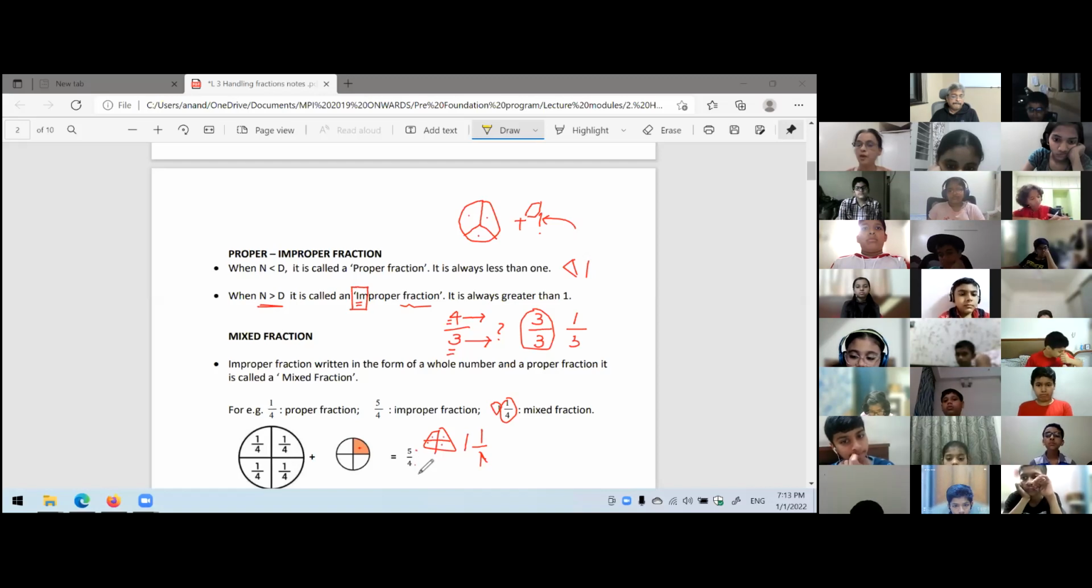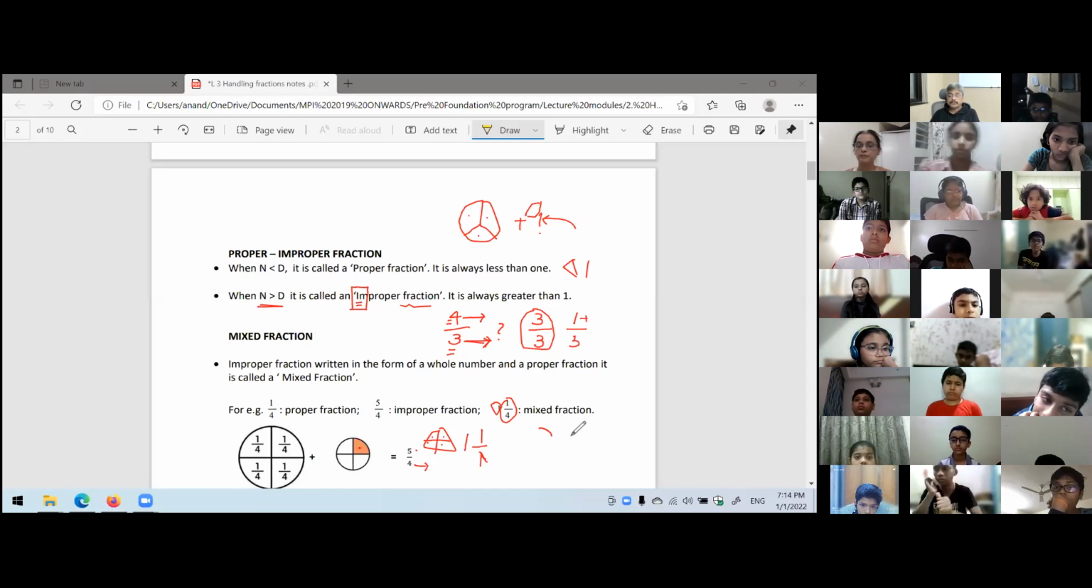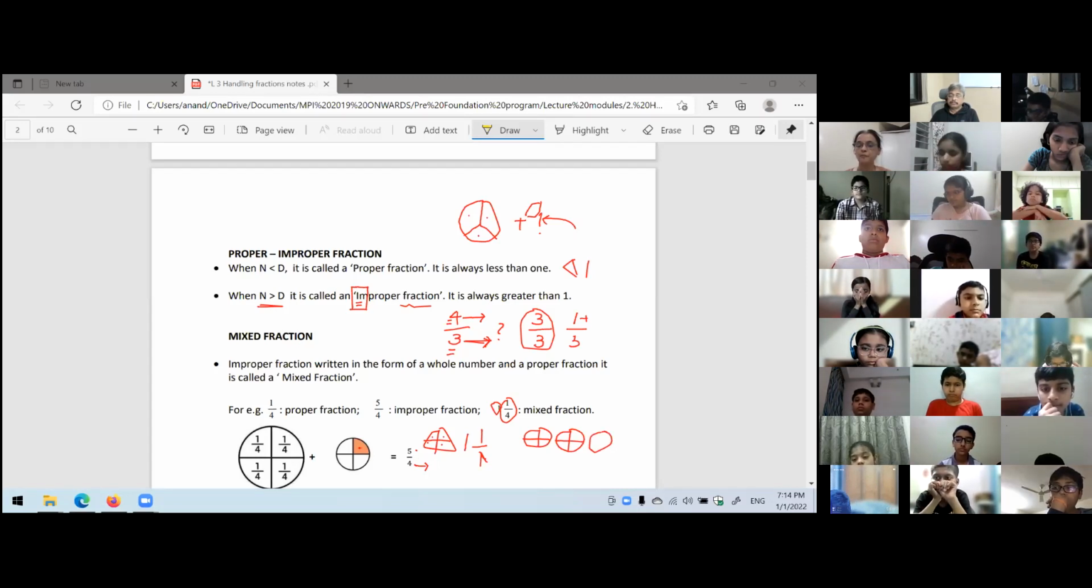How will I read it? Proper fraction I read, denominator is how many parts made, numerator is how many parts taken. Improper fraction I'll read, denominator is how many parts made of each whole, and then numerator will tell how many parts I am taking. So now suppose I am taking 2 wholes, and from each whole I am making 4 parts, and from the third whole, I am taking only 1 part out of 4.